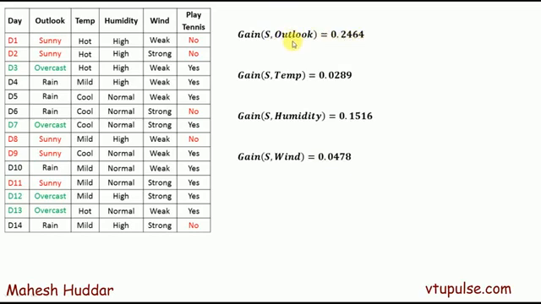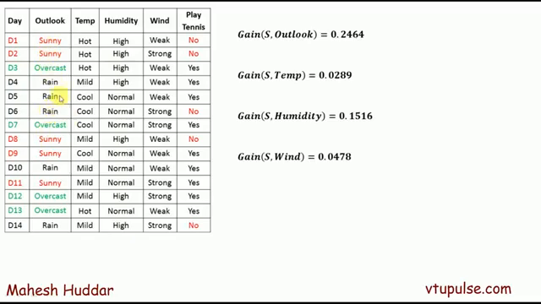Now once you consider Outlook as a root node, we need to check how many possibilities there are for Outlook. The first possibility is sunny, the second one is overcast, and the third one is rain. So the root node is Outlook, and we need to draw three branches: one for sunny, second one for overcast, and third one for rain. That's the one thing we need to remember.